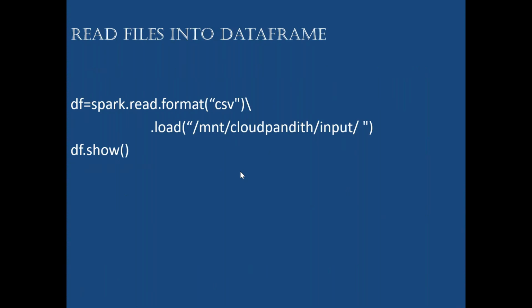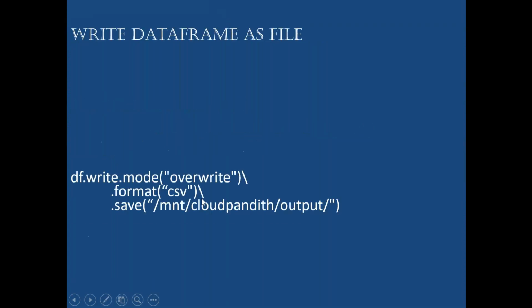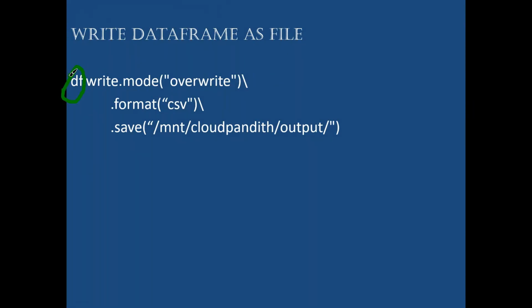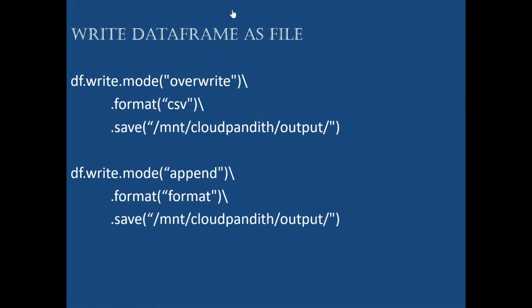So spark.read.format. Remember, Spark is nothing but a session. Using that session, I am reading. What am I reading? A CSV file. From which location? Load from this location. While writing the data, you also have data here. DF will contain the data that I am writing. If the data is already available in the target folder, you overwrite it. In which format are you writing? CSV. Where do you want to save? This is the location I want to save. If you want to append the data, to the existing data you add this new data, and don't remove existing data. But here, remove existing data, write new data. Okay, overwrite.